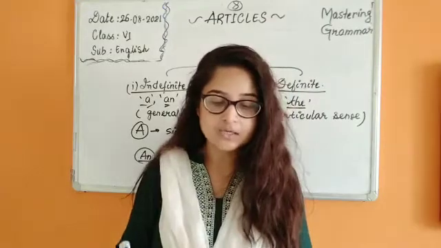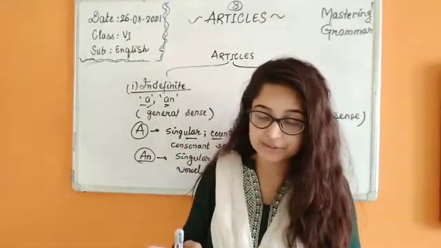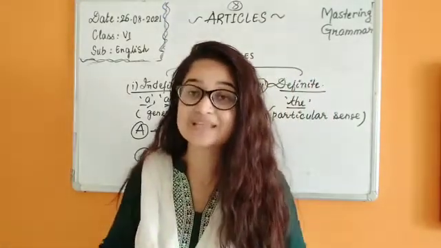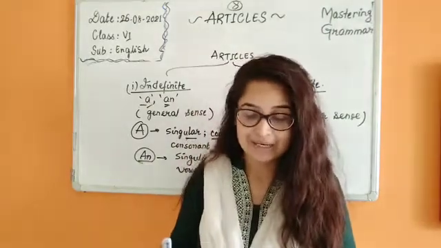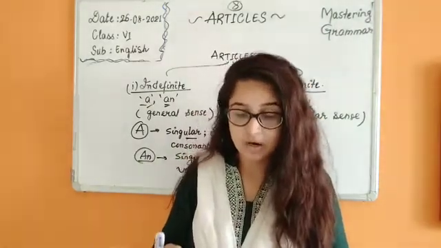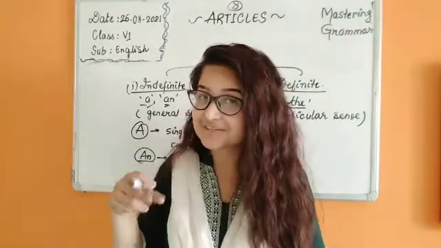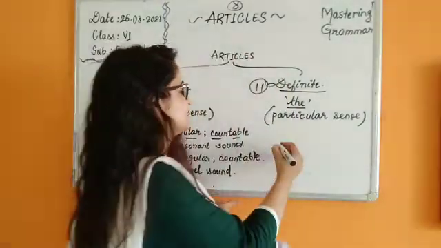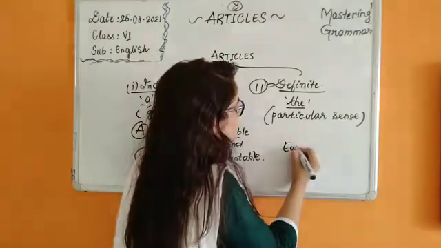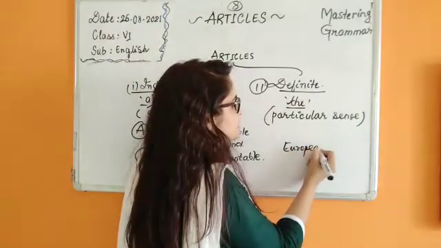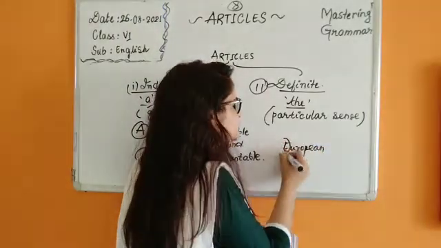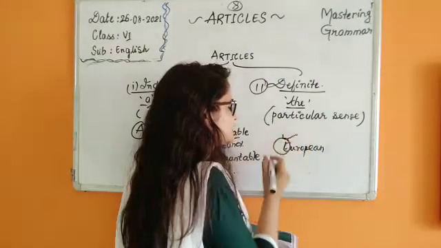A is used before a singular countable noun that begins with a consonant sound, like a man, a baby, a European. Children, you must have seen the spelling of European. This is the word. You will say, ma'am, you said that a vowel sound should be there.